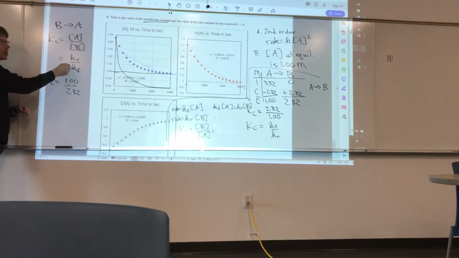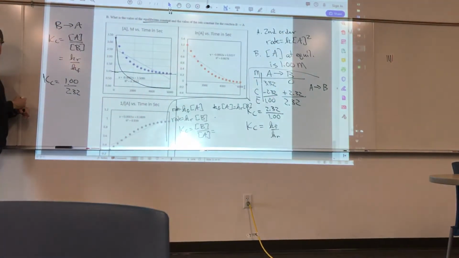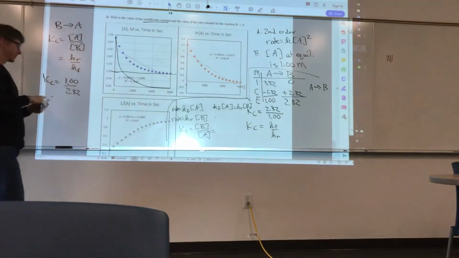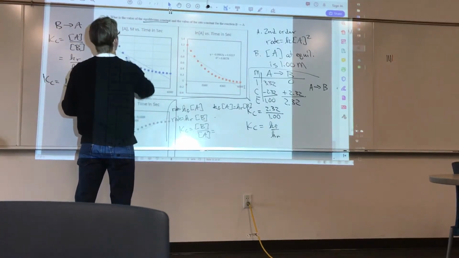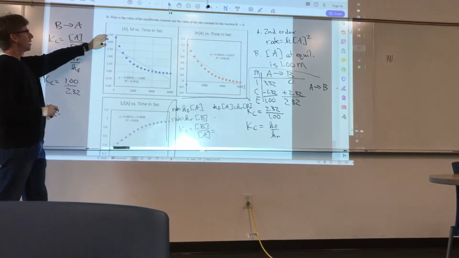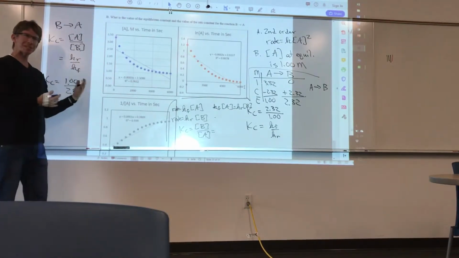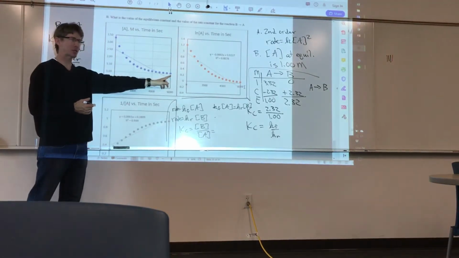So question, what does KR over KF have to do with KC? Is that your question? Yeah, I guess I wouldn't have led with that in the question. So let's see what space we have here. So the take-home messages from this. First, once we realize that this is not going to zero, this reaction is at equilibrium.